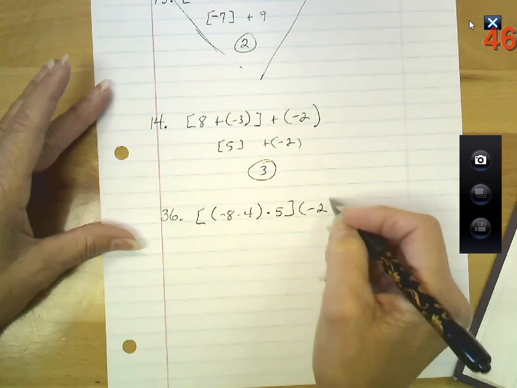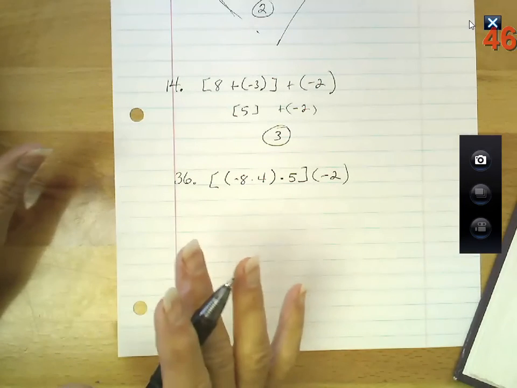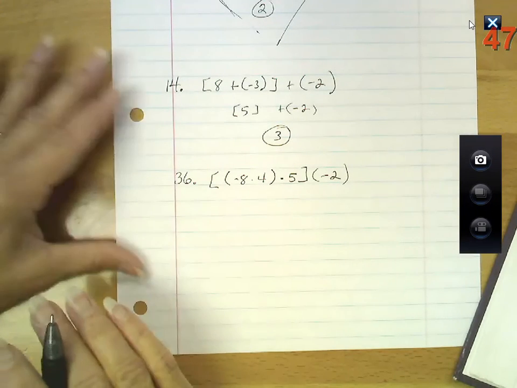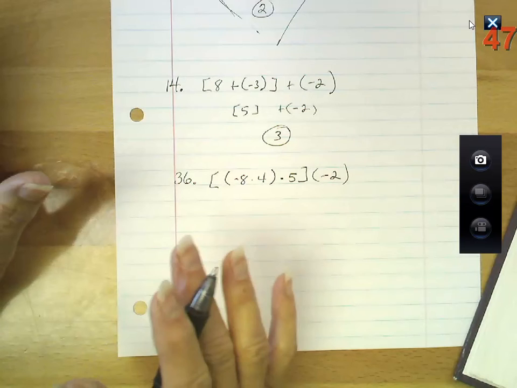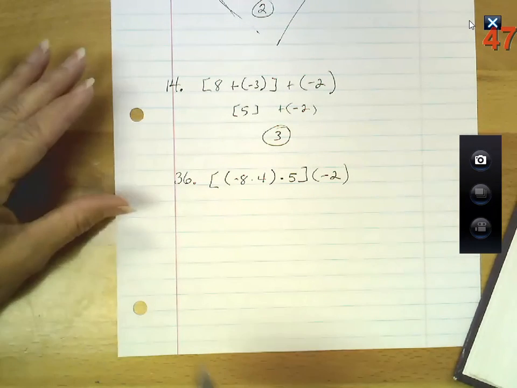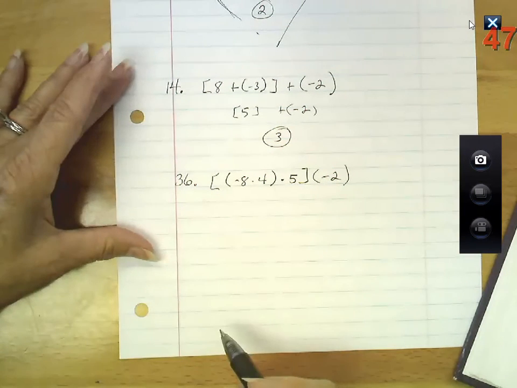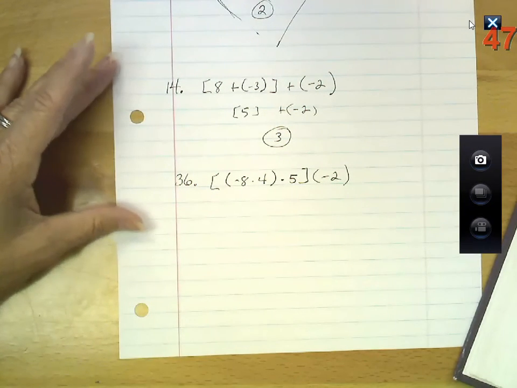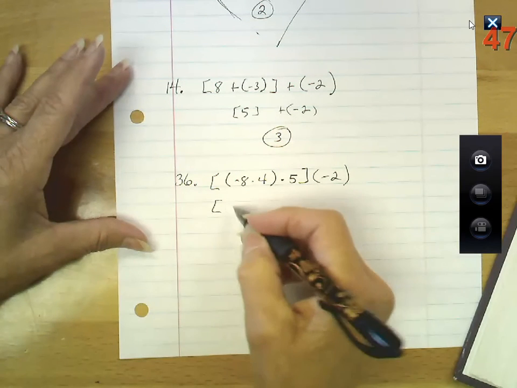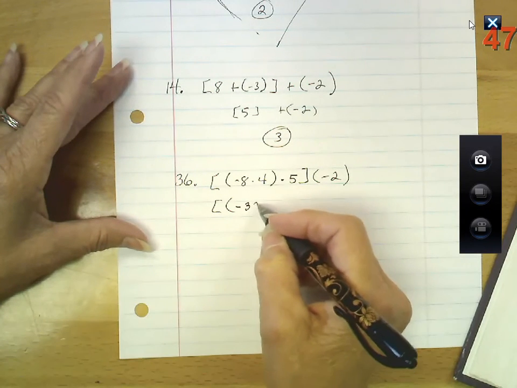Now, if you don't use your order of operations, you'll end up with a totally different answer. Somebody way back when figured out the order, and they've been telling everybody else since then how to do it. And you get the right answer, so it works. Okay, what do we do first? -8 times 4. Good, and that is negative 32.